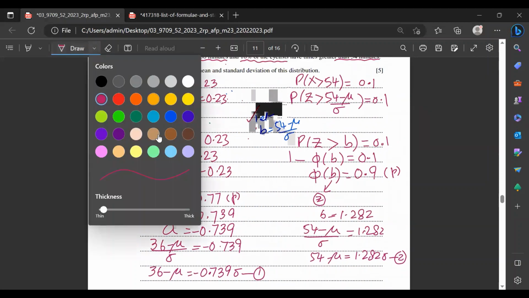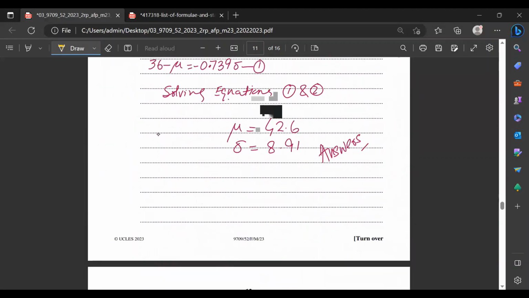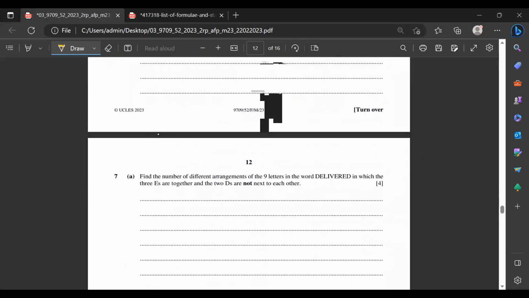So this is the technique for handling the situation. Form 2 equations, solve them simultaneously, and the answer is there.